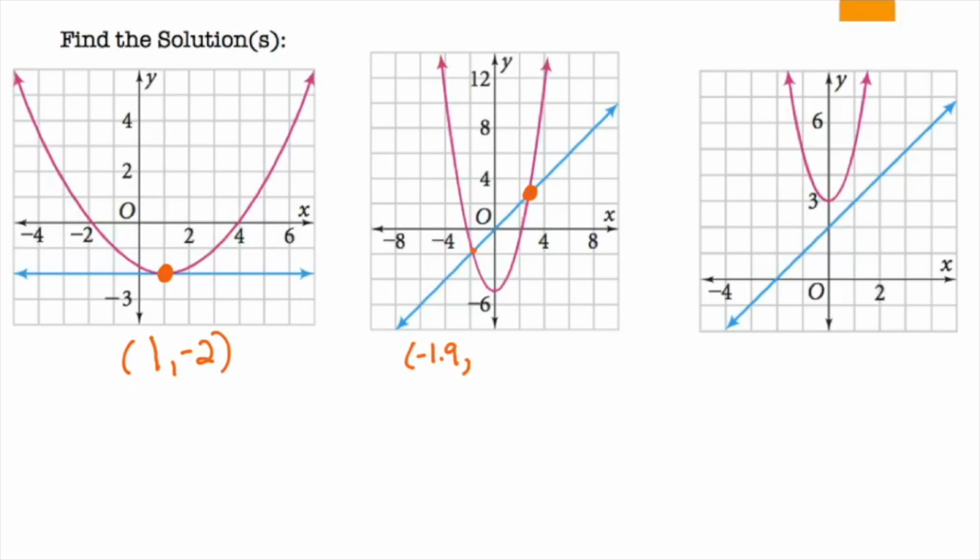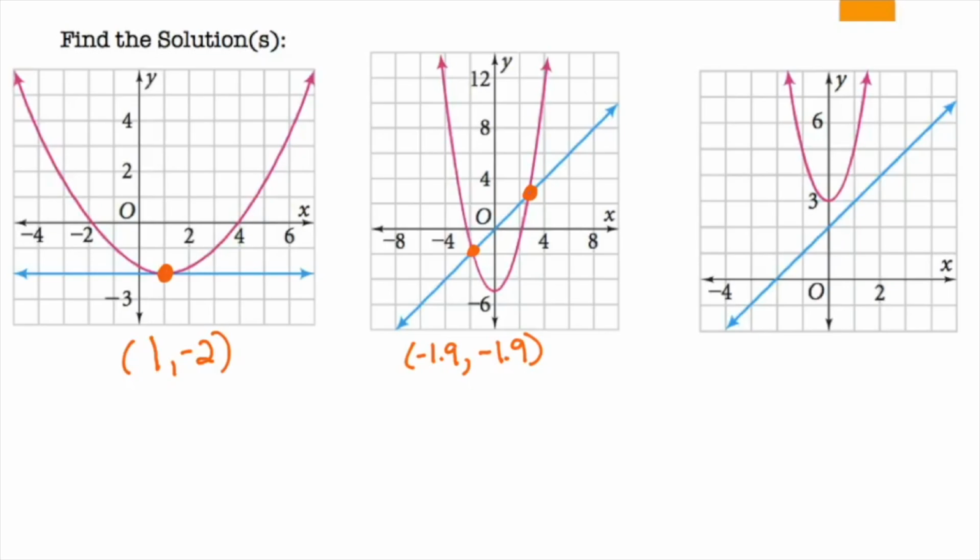So I would say negative 1.9. And then it's also almost to the negative 2 y line, but not quite. So I would also say negative 1.9 for the y. And that's for the left-hand side. That's for this point right here.